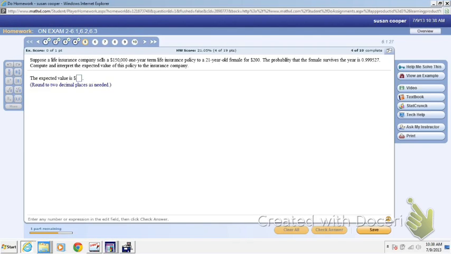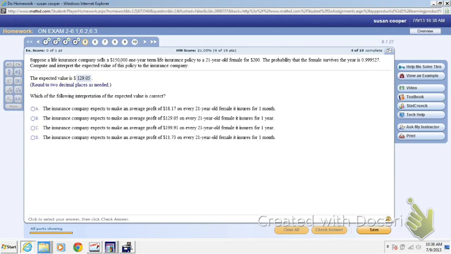Okay, let's try to enter that. 129.05. All right. So now you know how to get expected value. Oh, it does say continue. Which of the following interpretations of expected value is correct? Okay, I'll read that to you. We can do process of elimination here because we know our answer. The insurance company expects to make an average profit of 129 on every 21-year-old female it insures for the year.